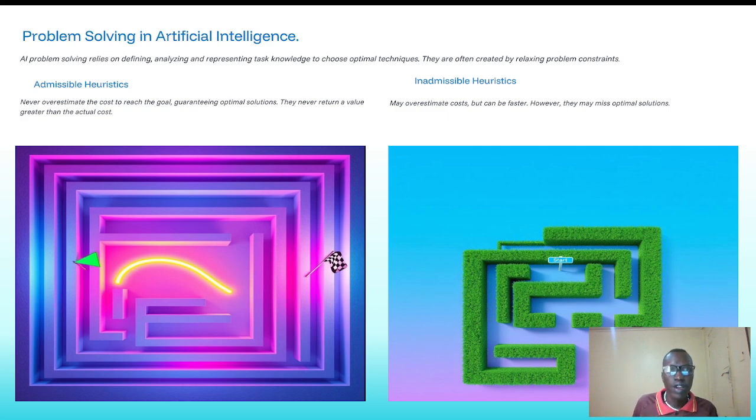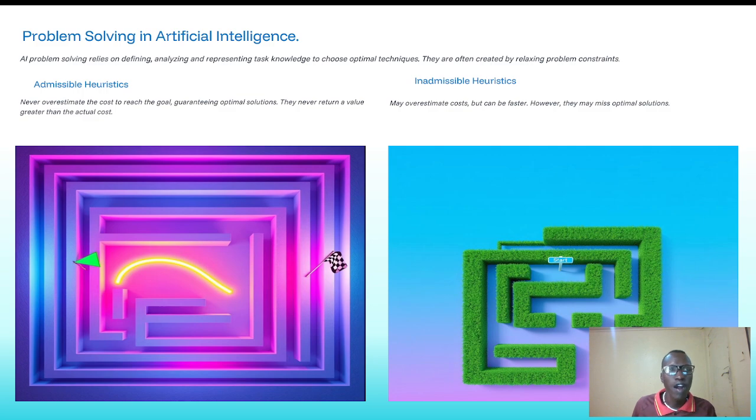Problem solving in artificial intelligence. Problem solving is at the core of AI. This section also introduces heuristic functions, which provide educated guesses that guide such processes toward efficient solutions. AI problem solving relies on defining, analyzing, and representing task knowledge to choose the optimal technique.